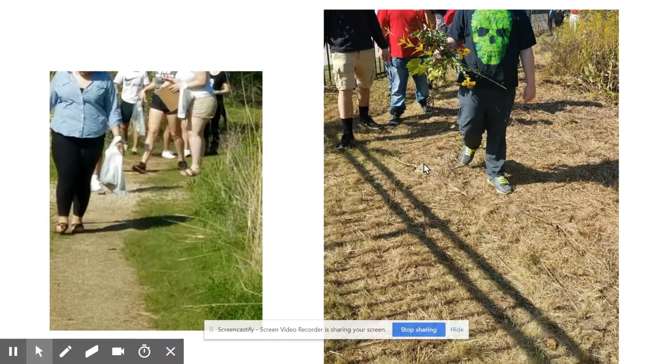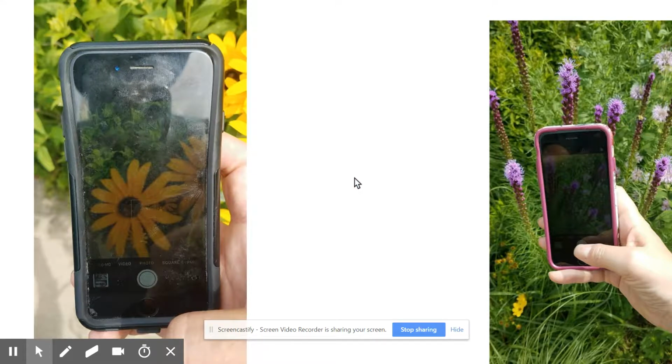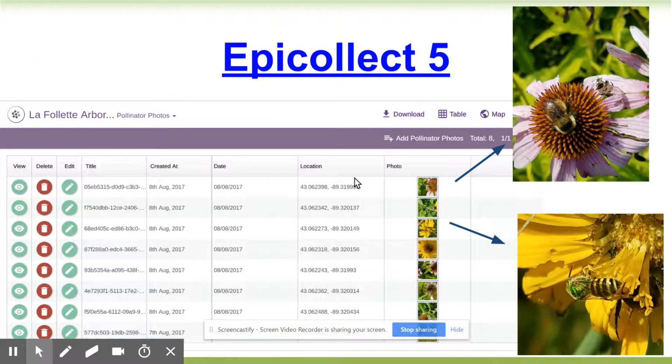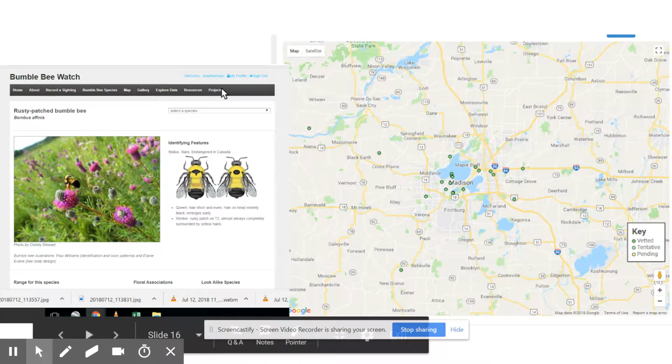We then went outside, learned about the biodiversity of plants, and collected data in terms of which types of bees were using which species of plants. We also took photographs and cataloged those photographs into a spreadsheet. We were eventually able to map those locations where those pollinators were located and what species they were pollinating.